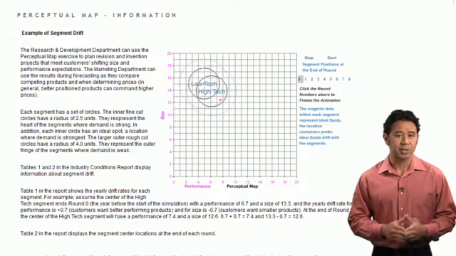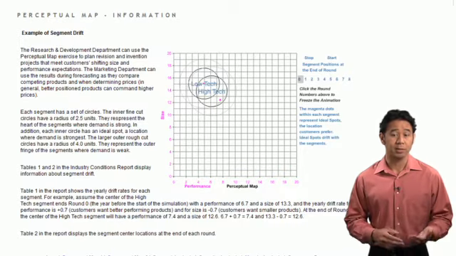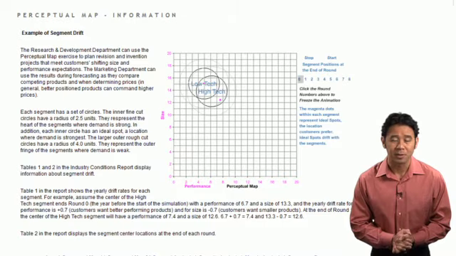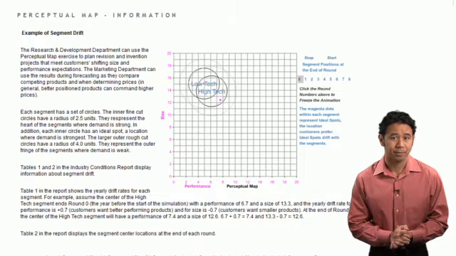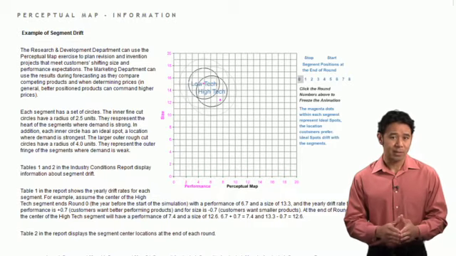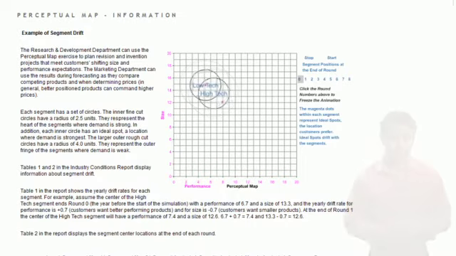A perceptual map is a simple way to chart what customers want in terms of a product's size, its weight and dimensions, and performance, its speed and accuracy. Customers are concentrated into market segments. These segments are represented by the circles on the map.